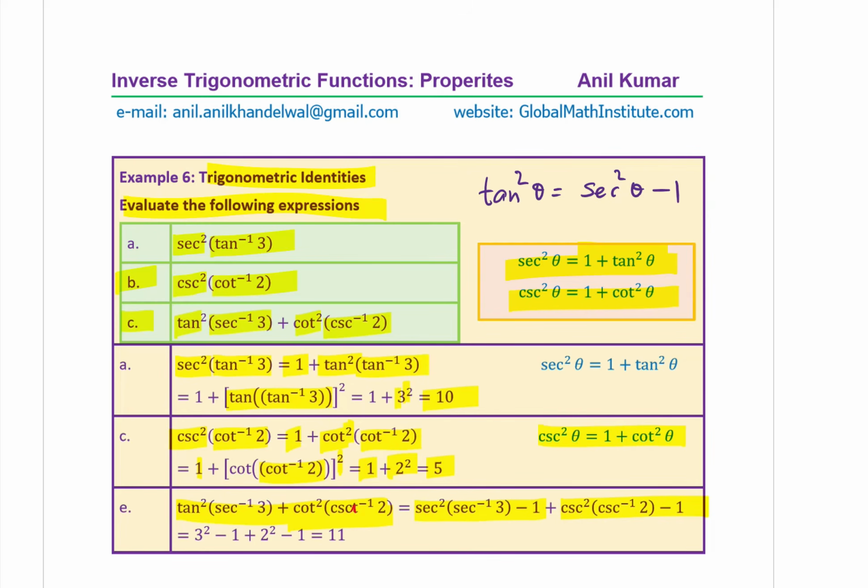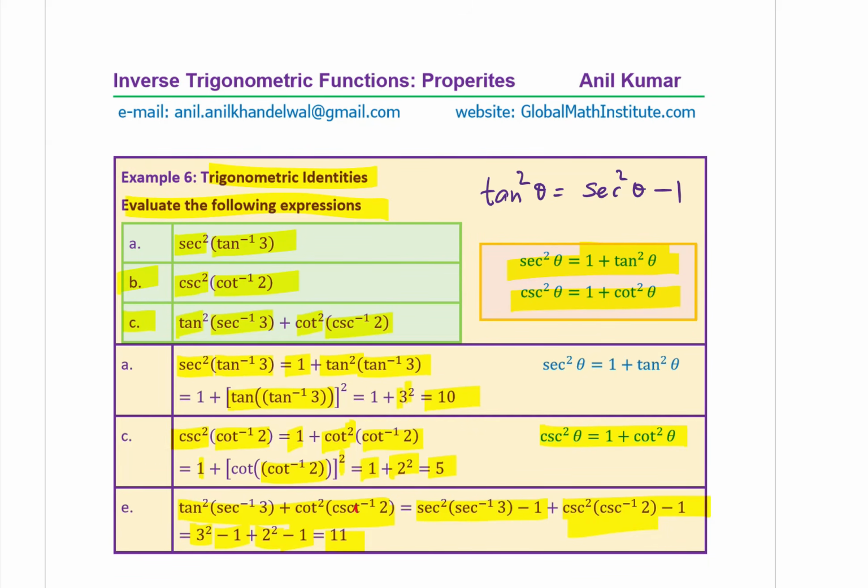Now, the square of 3 will be the result of the first term minus 1 as such. 2 square, the result of the third term minus 1. 9 minus 1 plus 4 minus 1 gives us 11 as our answer. Clear? So that is how we can actually use these identities and work with inverse functions also.